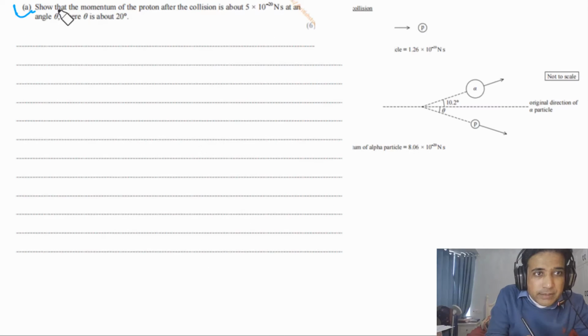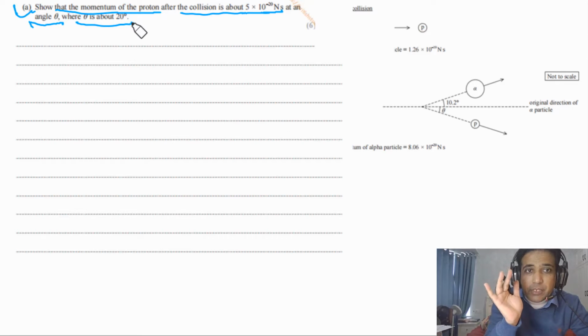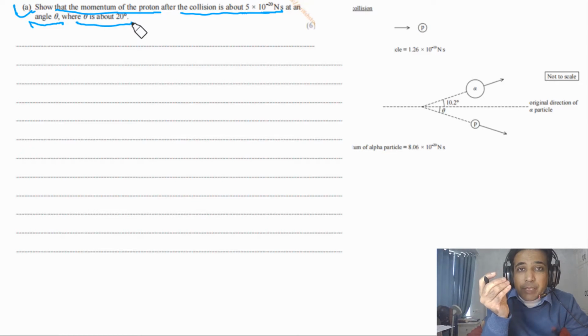Part A says, show that the momentum of the proton after the collision is about 5 times 10 to minus 20 Newton seconds at an angle theta, where theta is about 20 degrees. This question is about momentum in 2 dimensions, and most of the time students struggle with this type of question. But this type of question is quite straightforward if you simply understand how to answer questions.